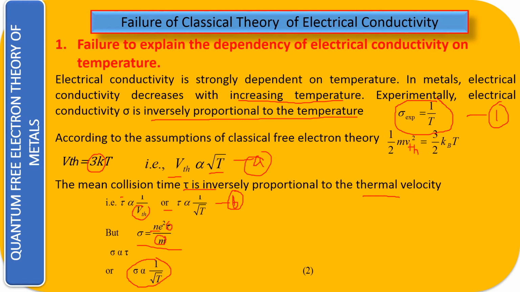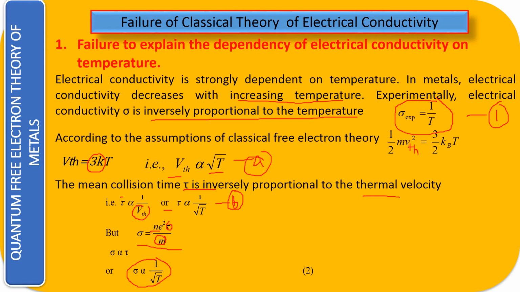But what is the experimental value? Sigma is inversely proportional to temperature, not the square root of the temperature, right? So the experimental result is that conductivity is inversely proportional to the temperature. But here, from the theory that we are calculating, sigma is inversely proportional to the square root of the temperature.